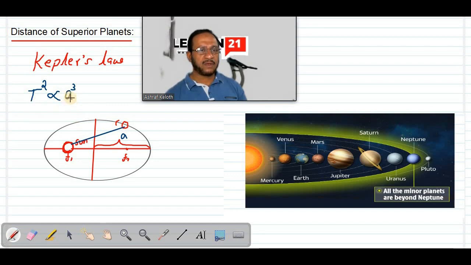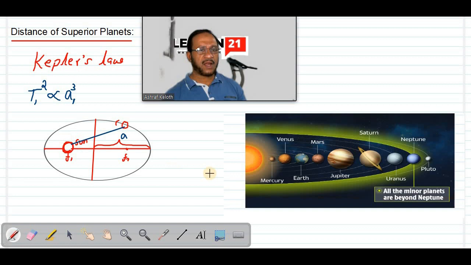And a cube, where a is the average distance between the Sun and Earth, or the semi-major axis of the elliptical orbit. For Earth, small a will be equal to 1.5 into 10 raised to 11 meters. So this is called Kepler's third law. Now suppose we have two planets. For the first planet, Earth, we know the time period and we know the semi-major axis, the average distance between the Earth and the Sun.